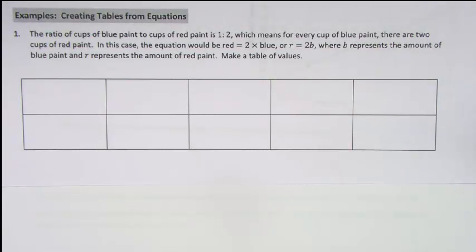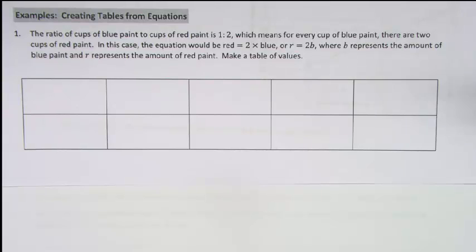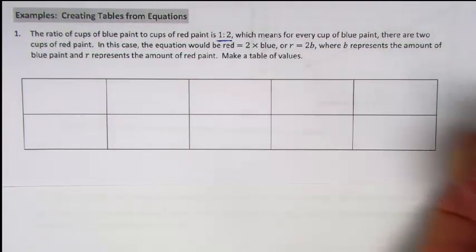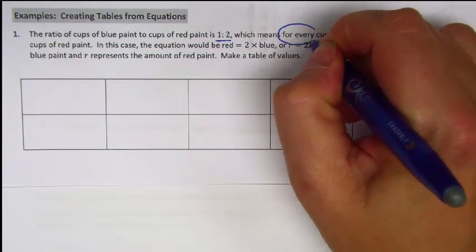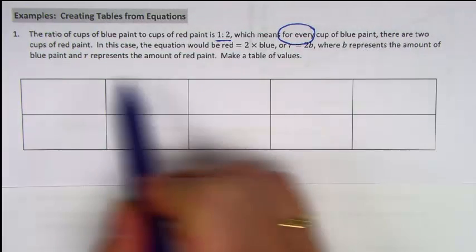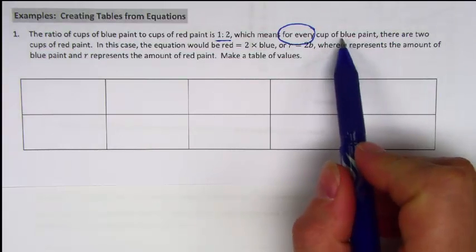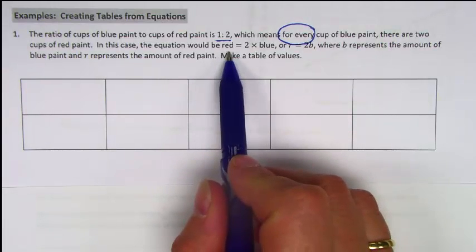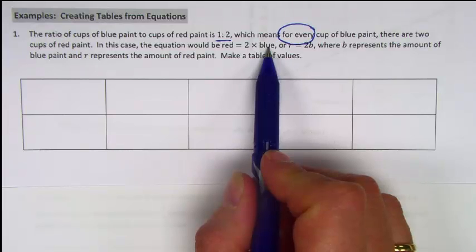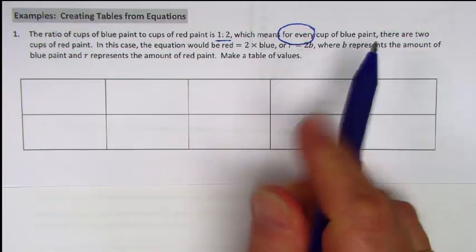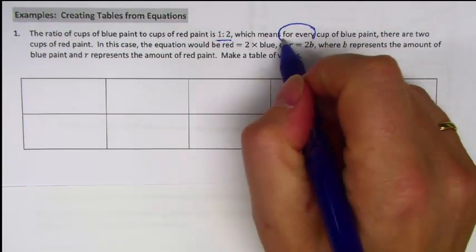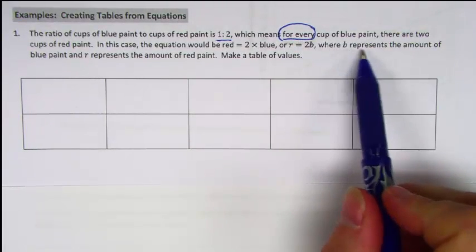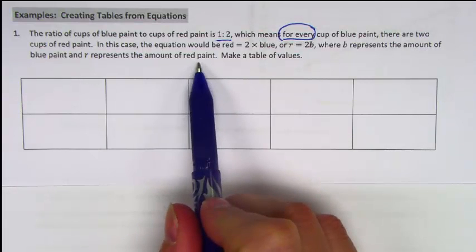Here we're going to show an example of how to create tables using equations. In this example, the ratio of cups of blue paint to cups of red paint is 1 to 2. Which means for every, there's our ratio word, cup of blue paint, there are 2 cups of red paint. We don't use the word 1 here because it's implied. In this case, the equation would be red equals 2 times blue, or R equals 2B, where B represents the amount of blue paint and R represents the amount of red paint.